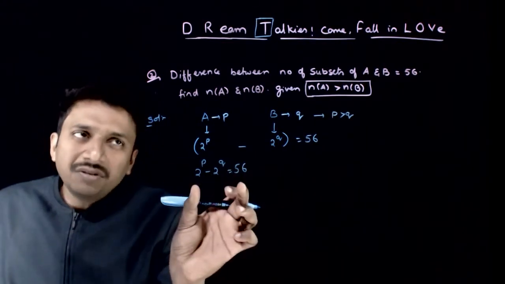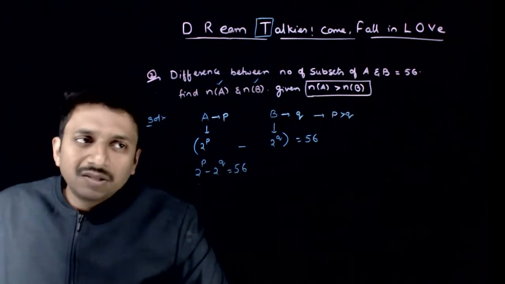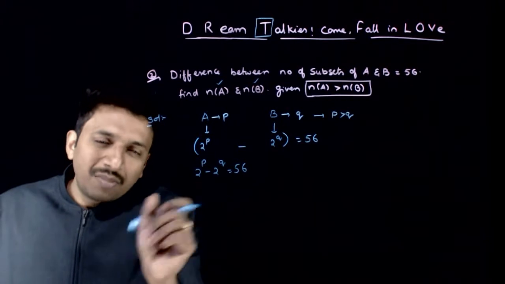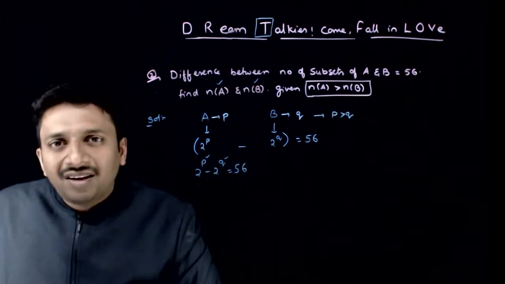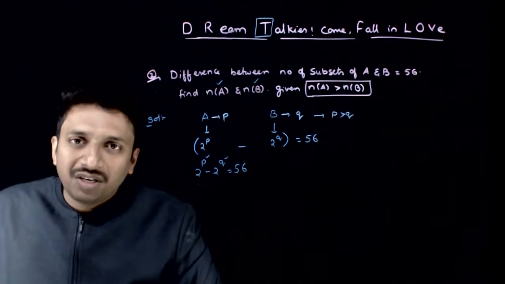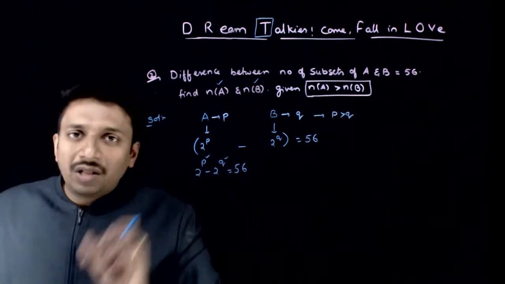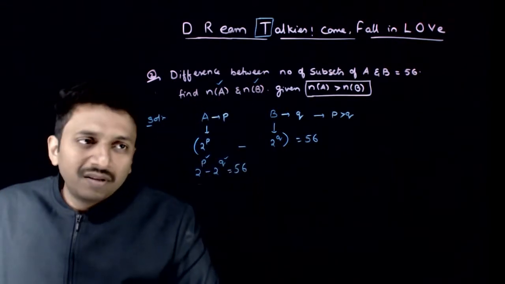So you have to solve 2 power P minus 2 power Q is equal to 56. You have only one equation, and you are asked to find both the numbers P and Q. From one equation, usually you won't get 2 numbers. But here you have a special case where P and Q are positive integers, right? From that condition, maybe you can solve this equation and get both P and Q.